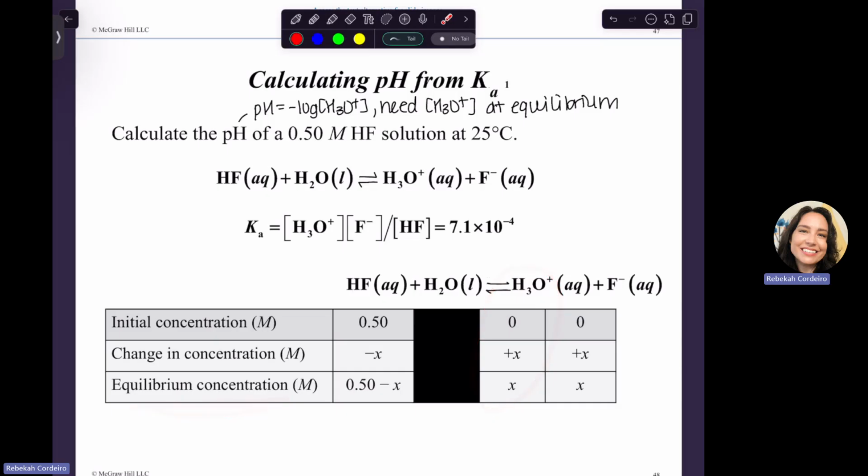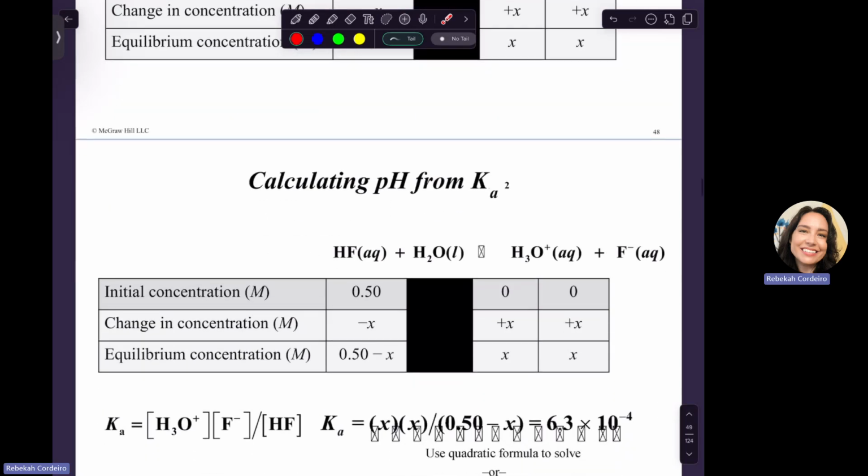We do the same thing we've done with any ICE table, right? We figure out where our initials are, what our change is going to be, have our equilibrium, set it equal to that, put it in the formula, and we can get our x, which is the hydronium ion concentration, plug that into my pH. That's the plan. So why don't you try it first? Here's the rest of the work.